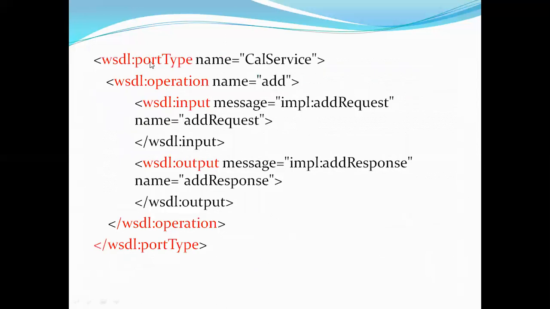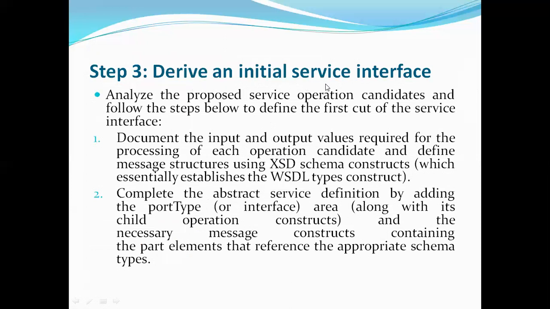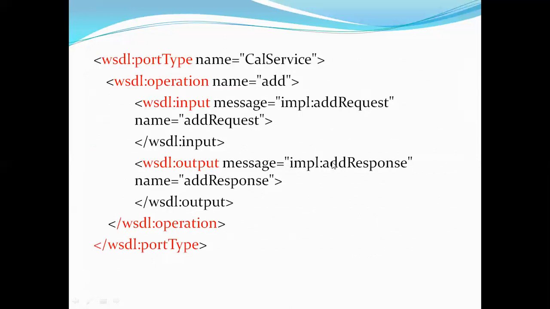I have shown that the port type tag is again used for declaring the service. In the port type tag, we are mentioning the different operations performed by that particular service. Here, calculator is the service, and that calculator service performs add, subtract, multiply, divide operations. These are the operations mentioned inside the port type tag. So what is the port type tag? It's part of deriving the initial service interface.